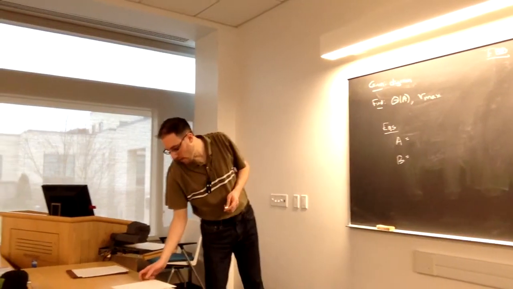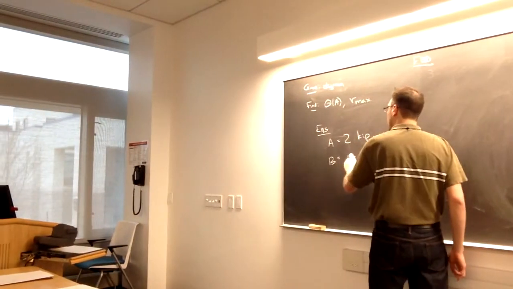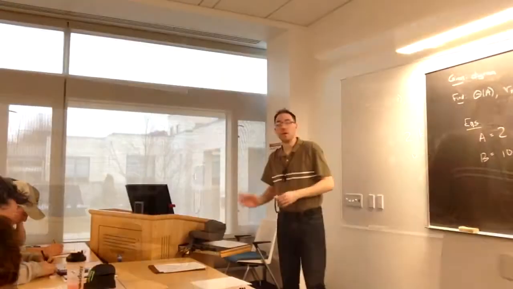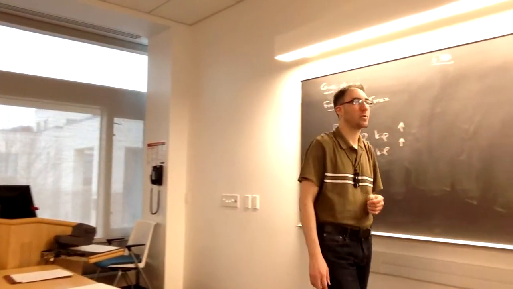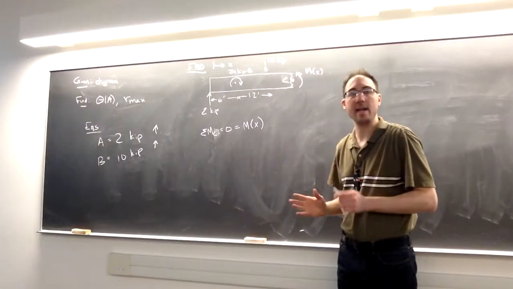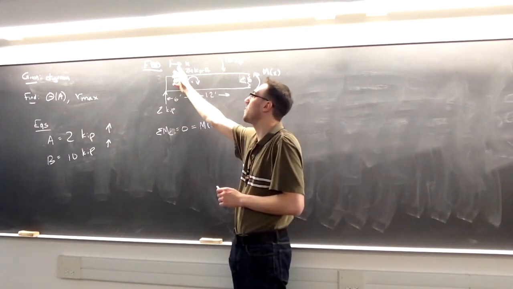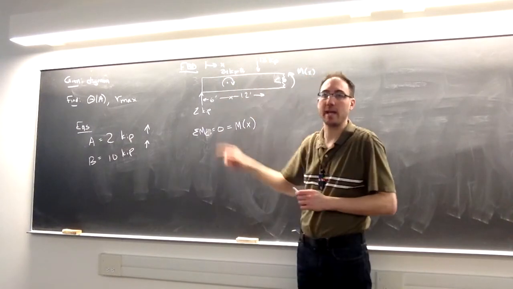Right, 2 for A. And what do you get for B? Right. And they're both pointing up. So next, when we have the external picture, now we can draw the internal picture cutting just to the left of B. Once again, for anywhere we're cutting on the beam, for any value of x, the cut is always x away from the left-hand side.